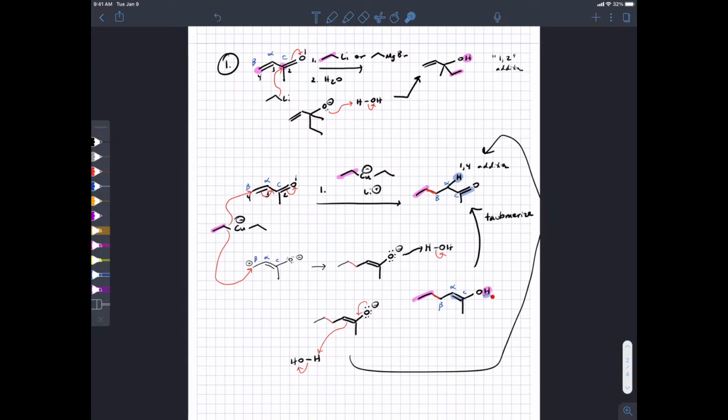Is the enol here or the ketone more favorable? The ketone. Carbon-oxygen pi bonds are more stable than carbon-carbon pi bonds.